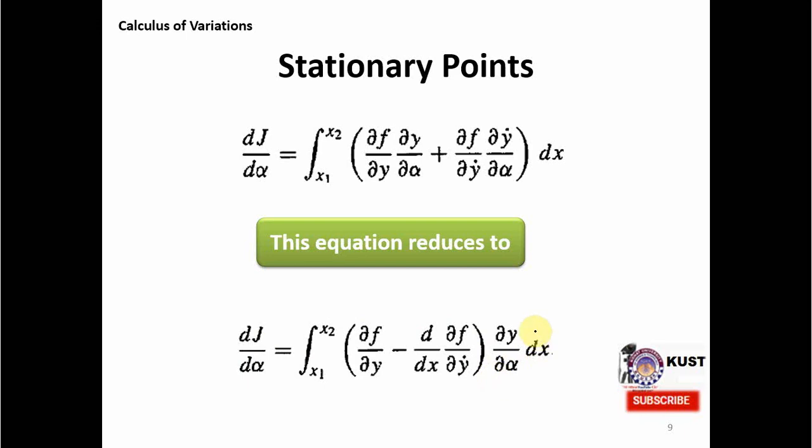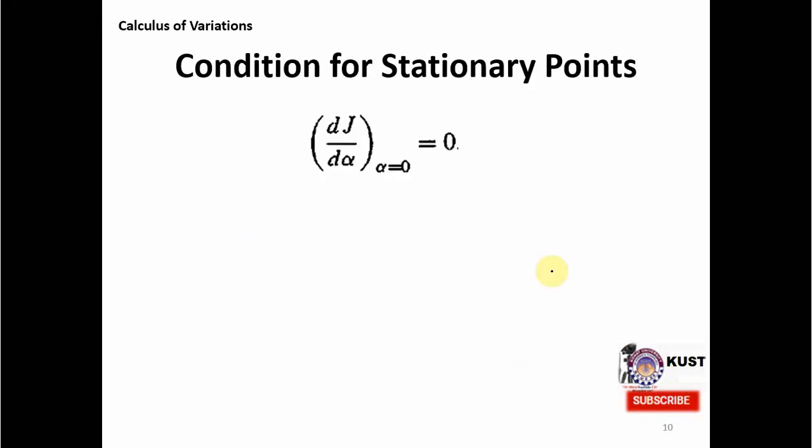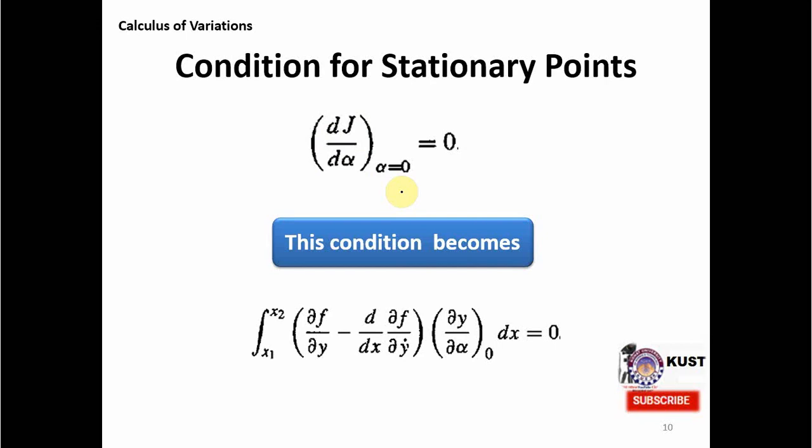But we want the Lagrange equations, and we are still away from it. In order to get the Lagrange equations, we have to understand one more technique, and this technique is called the condition for stationary points. This condition for stationary points is, as we have already discussed, that when you calculate this integral and put alpha equal to 0, then it gives you the correct paths.